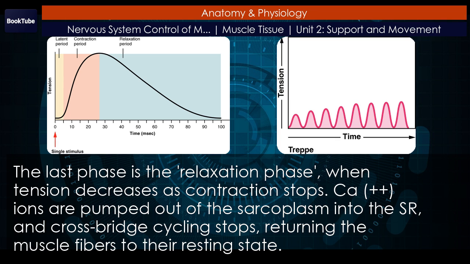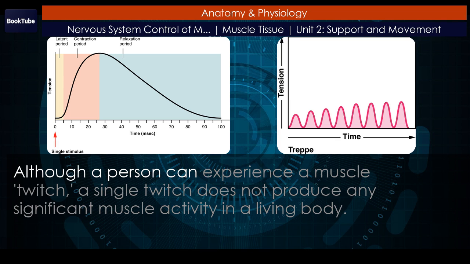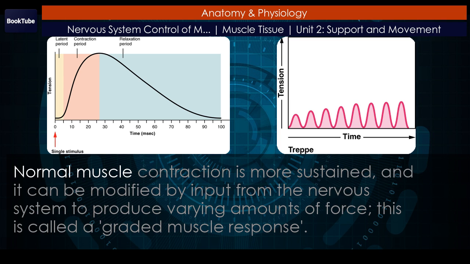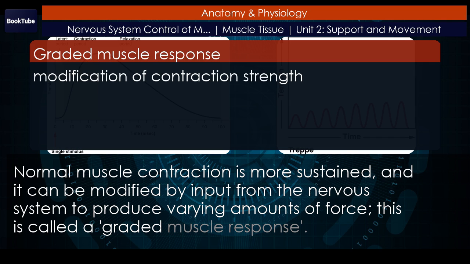Although a person can experience a muscle twitch, a single twitch does not produce any significant muscle activity in a living body. A series of action potentials to the muscle fibers is necessary to produce a muscle contraction that can produce work. Normal muscle contraction is more sustained, and it can be modified by input from the nervous system to produce varying amounts of force. This is called a graded muscle response.